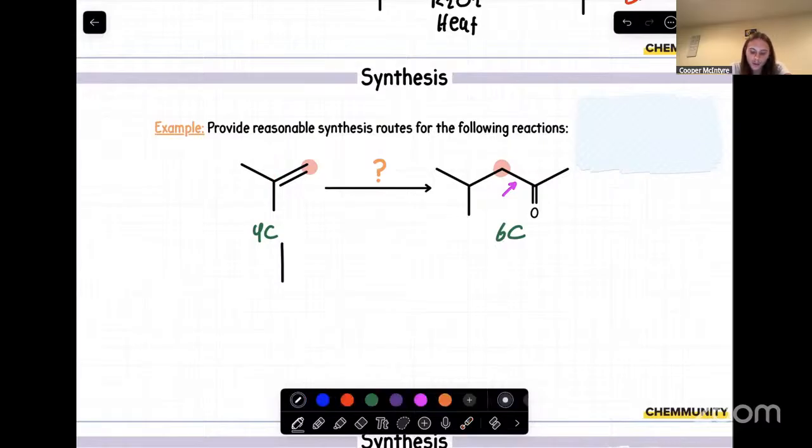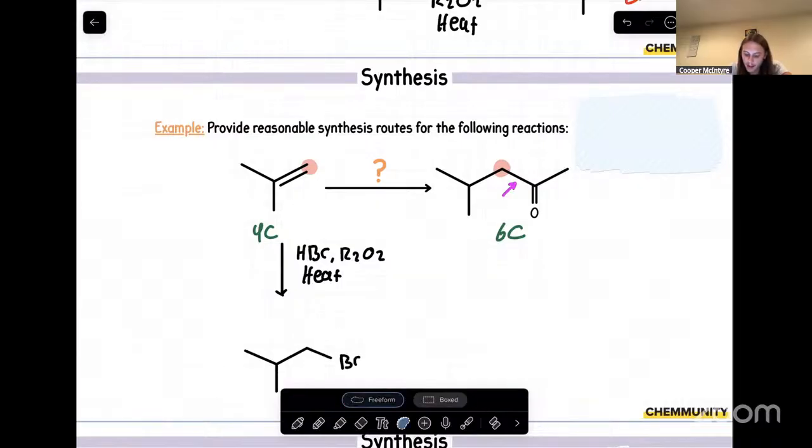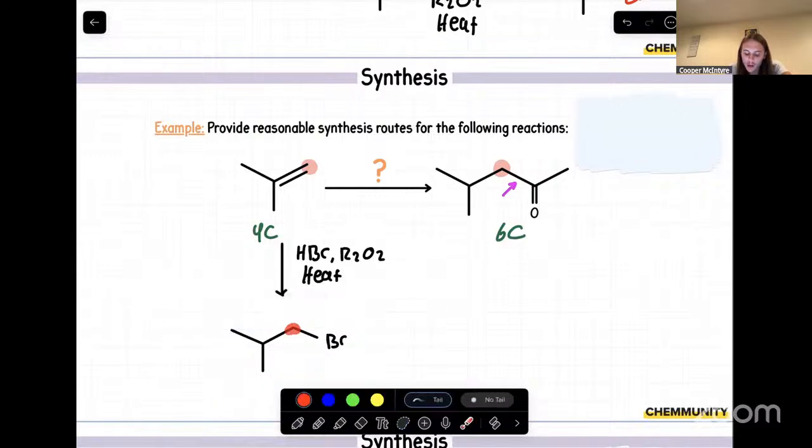So we can undergo another anti-Markovnikov reaction, which will be the exact same reagents that we used earlier: HBr, a peroxide, R2O2, and then we also have heat as well. And by doing that, we now place a bromine in the anti-Markovnikov position. Perfect.